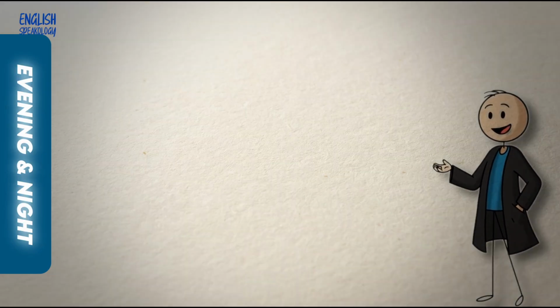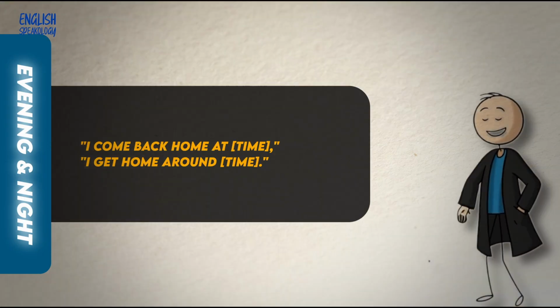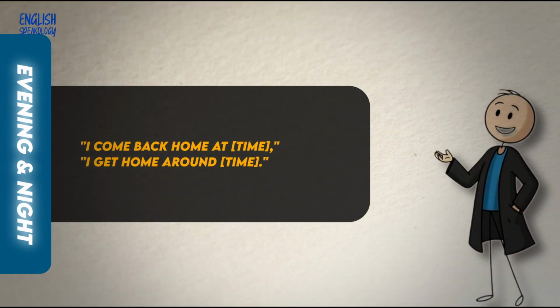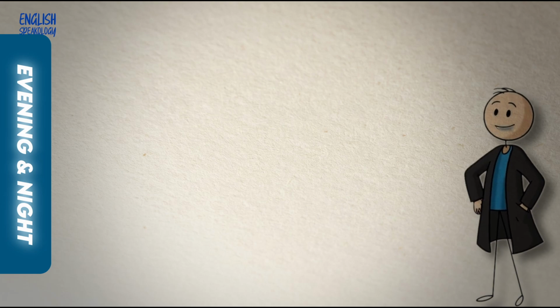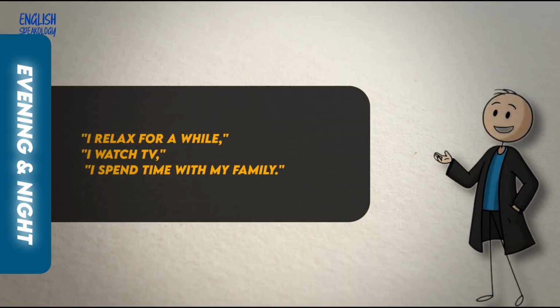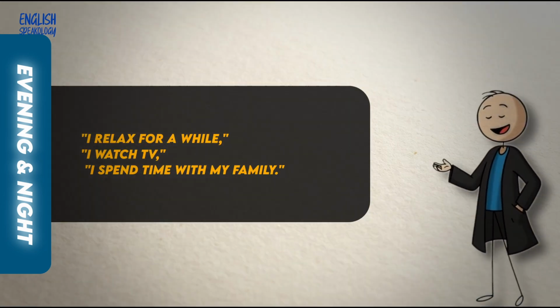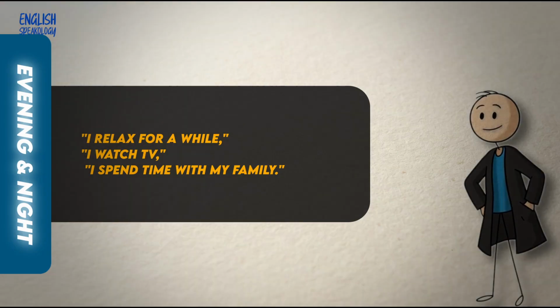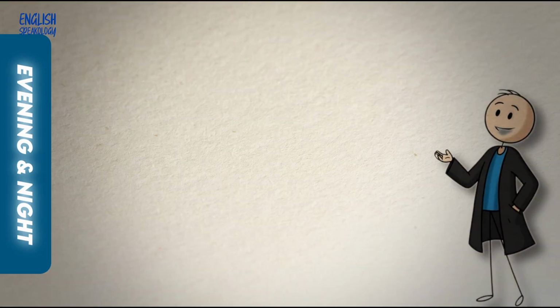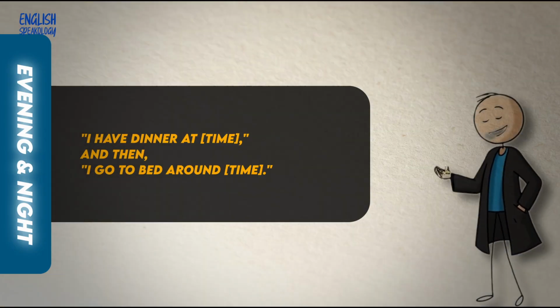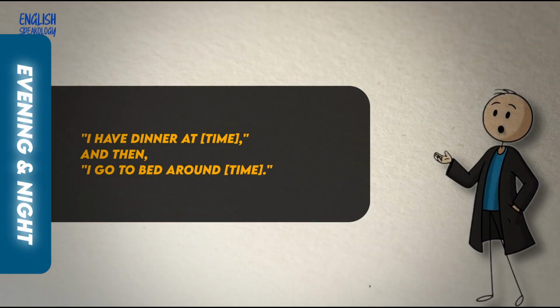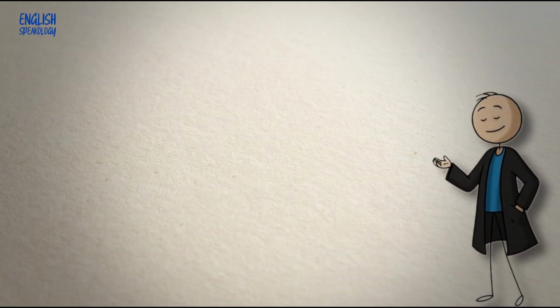To talk about returning home, you can say, I come back home at time, or I get home around time. To talk about relaxing, you can say, I relax for a while, or I watch TV, or I spend time with my family. And to end the day, simply, I have dinner at time, and then I go to bed around time. Notice something important here.